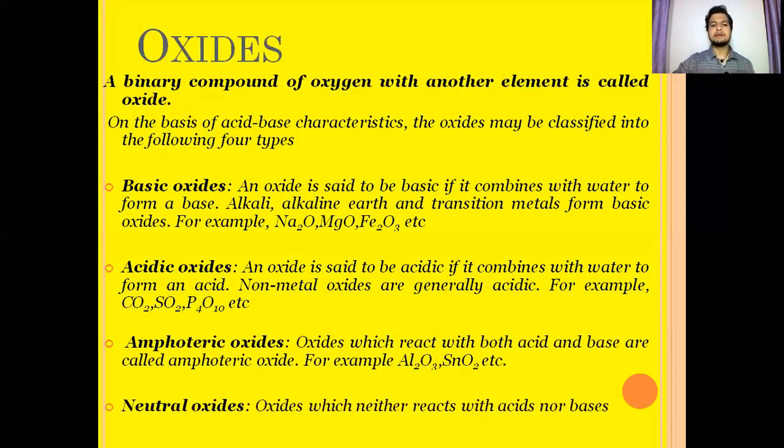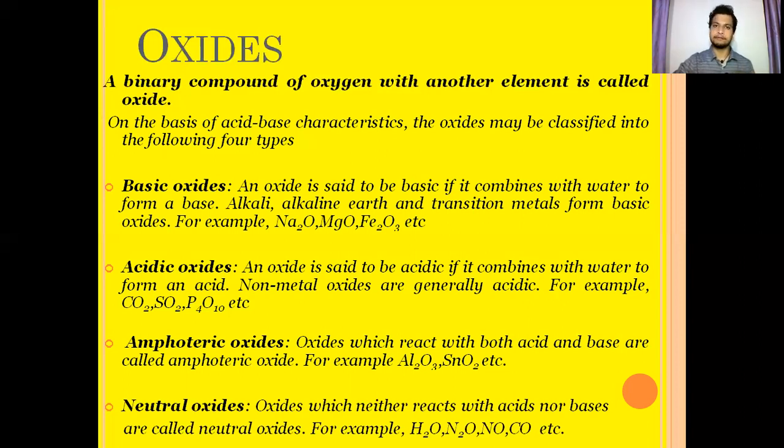Okay, and finally coming to neutral oxides. Neutral oxides are those which neither react with acid nor with bases. So oxides which neither react with acid nor with bases are known as neutral oxides. There are a few specific examples of neutral oxide which you need to remember, like water, H2O, nitrous oxide, N2O, which is commonly known as laughing gas also. NO, nitric oxide, and carbon monoxide. All these are specific examples of neutral oxides. So that is how we can understand the different oxides.